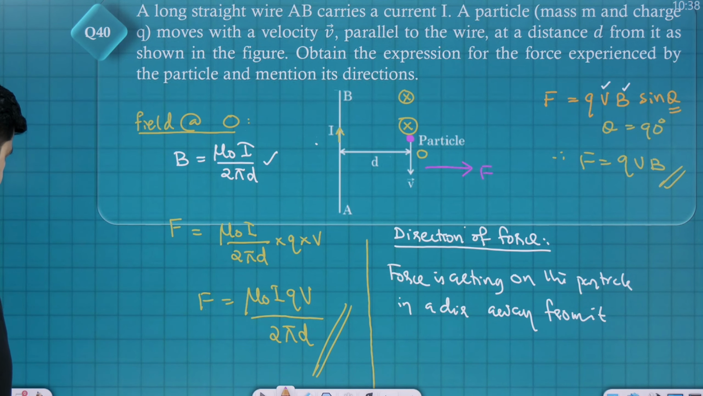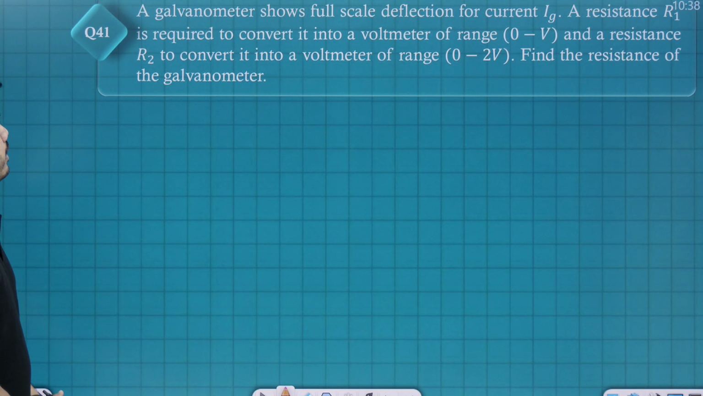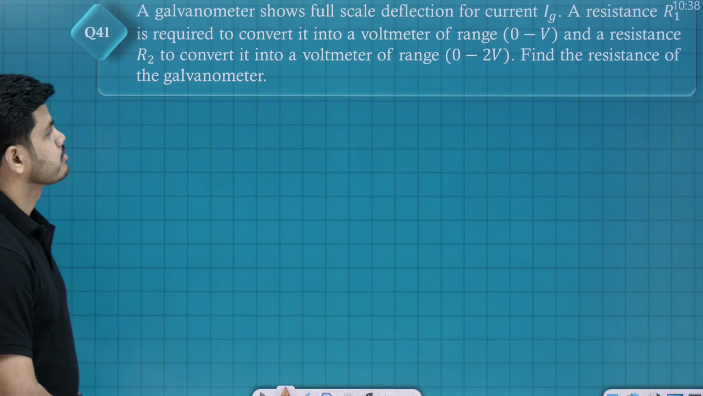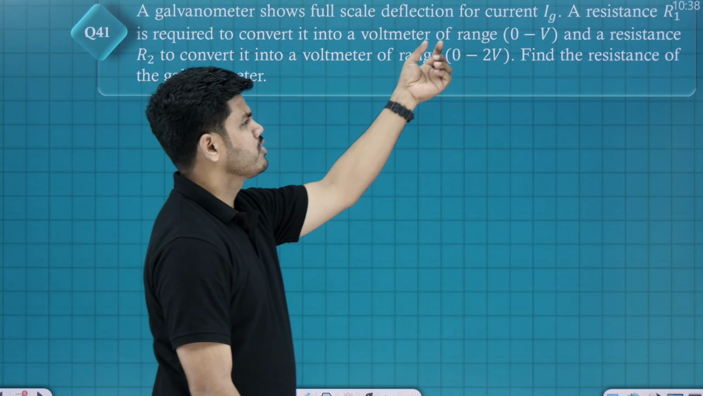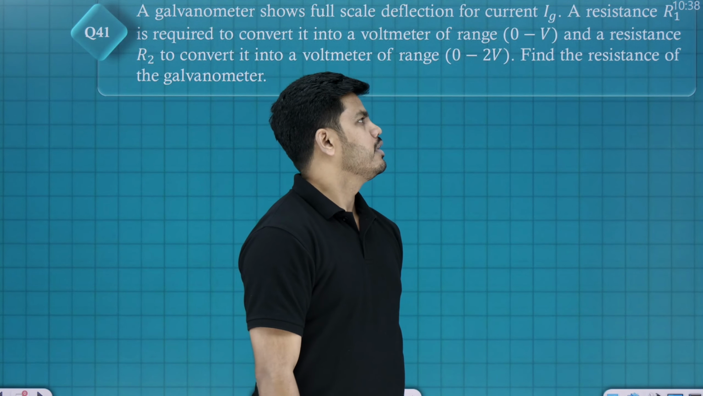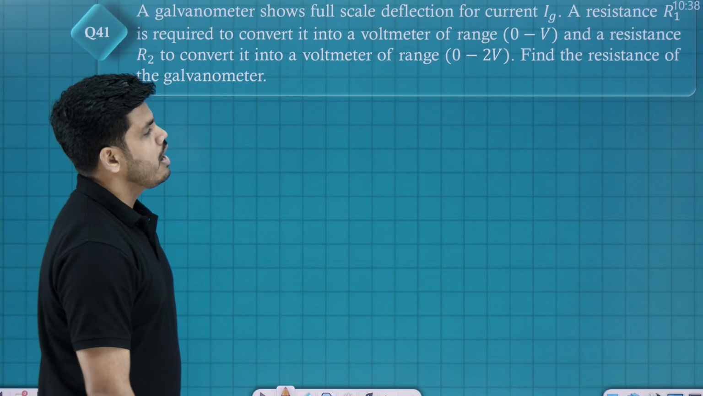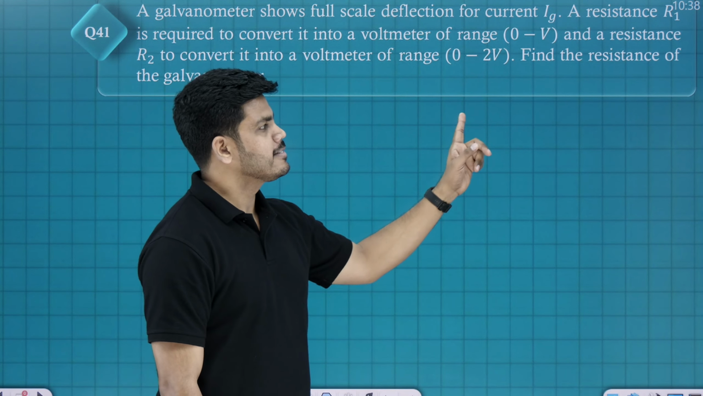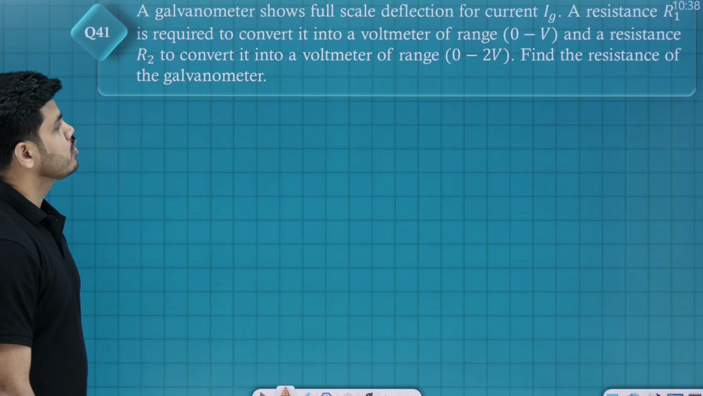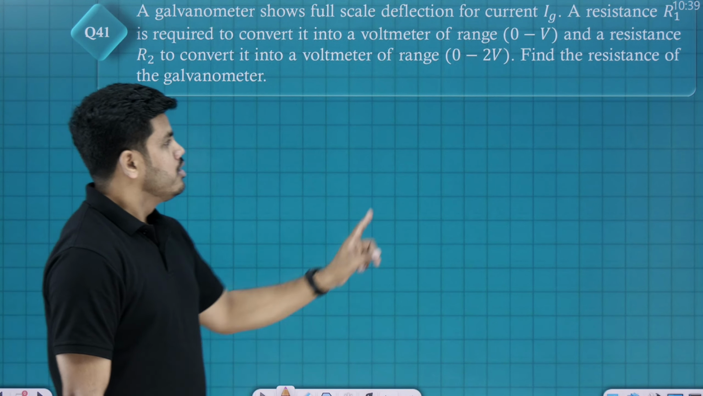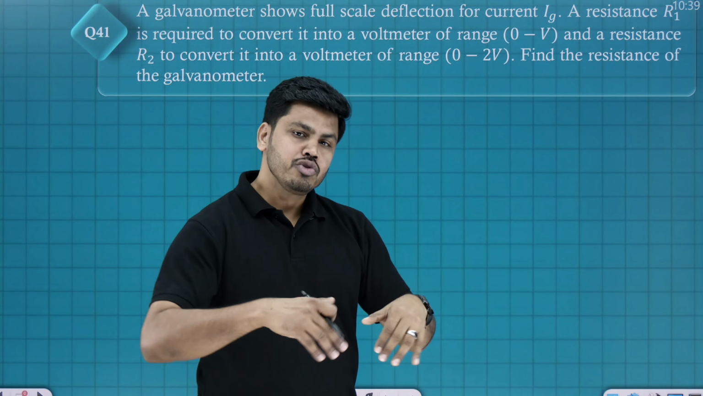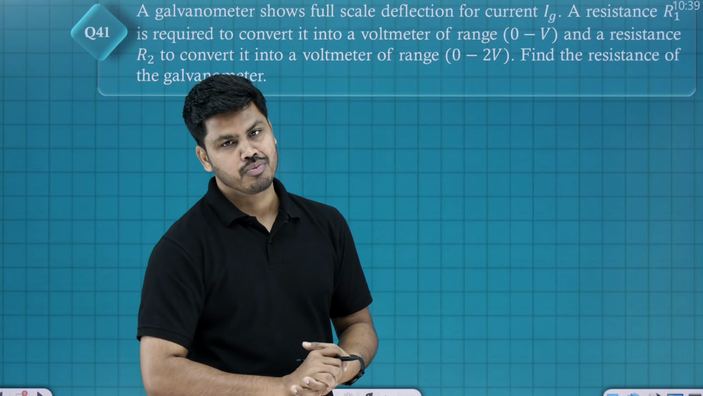Then, the next one. A galvanometer shows full scale deflection for a current Ig. That is called the galvanometer current, Ig, for full deflection. A resistance R1 is required to convert it into a voltmeter of range 0 to V. So we are going to convert a galvanometer into a voltmeter. We know how to convert it, right?